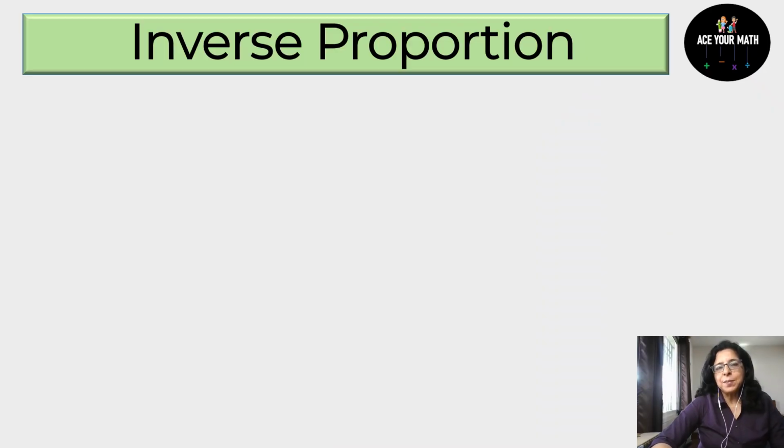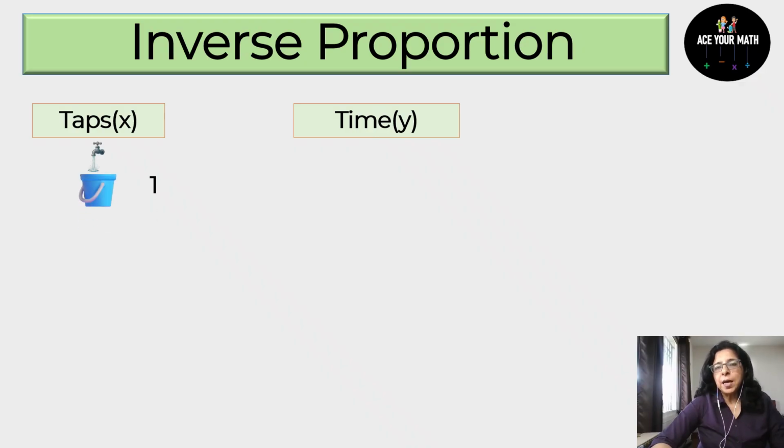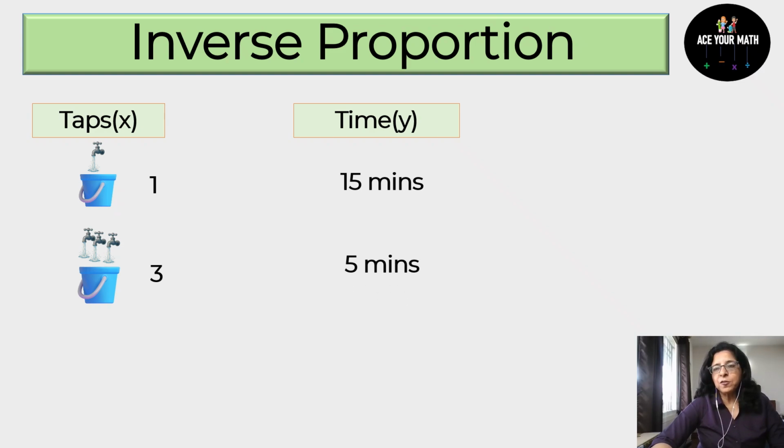Now I'm taking the example of taps and the time required to fill a bucket. When there is only one tap, the time it takes to fill the bucket is 15 minutes. Now if I increase the number of taps, let's say this time it is 3, the time required to fill the same bucket decreases. It becomes 5 minutes from 15. So you can say that when I'm increasing the number of taps, the time required to fill the same bucket decreases.